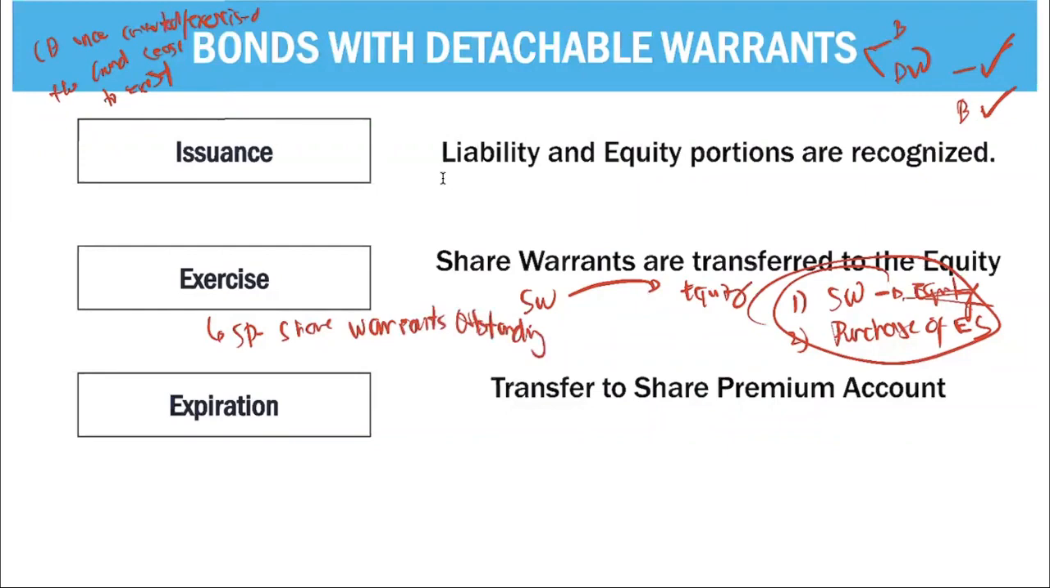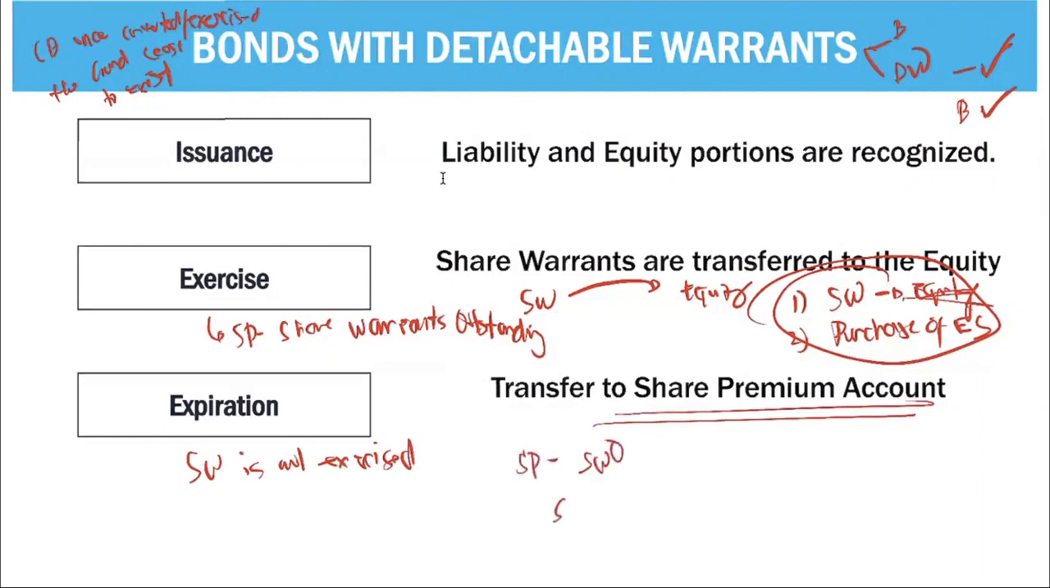Now, we have your expiration. In your expiration, meaning the share warrants are not exercised. Sir, meaning the share warrants have a life? Yes. You can only exercise your share warrants within a certain period of time. If you cannot exercise it, then it is already expired. Once expired, you will transfer it to your share premium account. So you remove share warrants outstanding. Share premium, share warrants outstanding, it will go to your share premium.